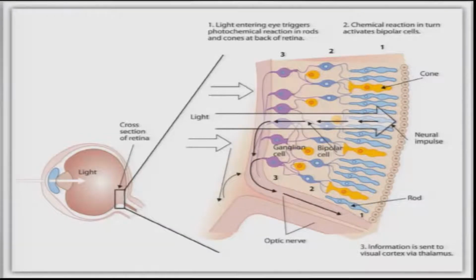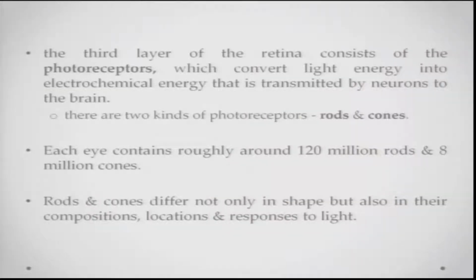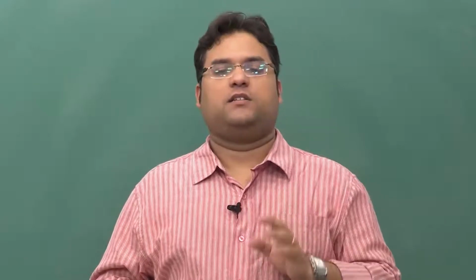Now you can see the bipolar cells being connected to the inward rods and cones, and also to the ganglion cells. So they are connected to both the inside and the outside part. The third layer consists of what are called photoreceptors. As you can guess from the name, these are the cells which convert light energy into electrical energy that is transmitted by the neurons to the brain. So this is exactly where the process of transduction is happening. There are two kinds of photoreceptor cells, rods and cones. Each eye has about 120 million rods and around 8 million cones.